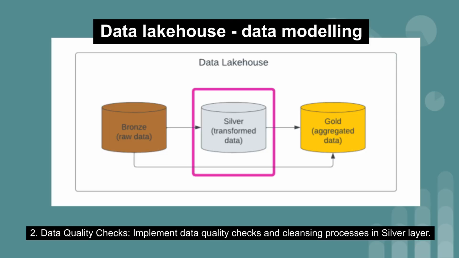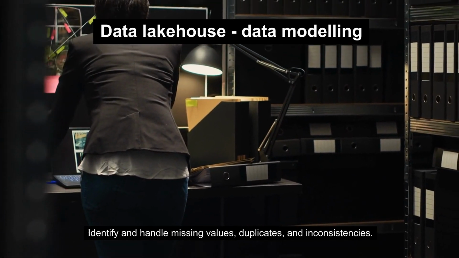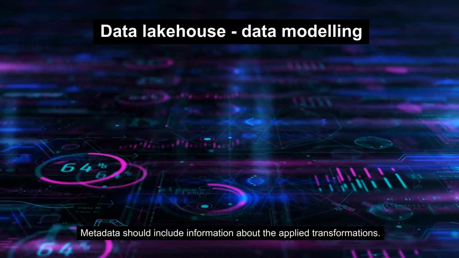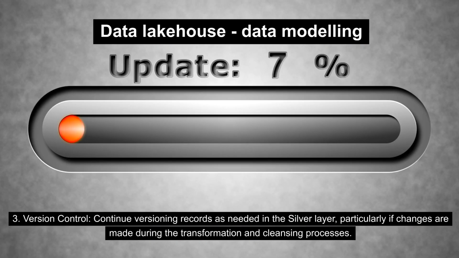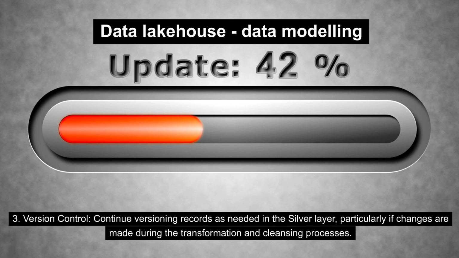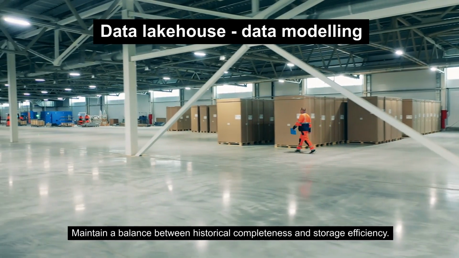2. Data quality checks. Implement data quality checks and cleansing processes in the silver layer. Identify and handle missing values, duplicates, and inconsistencies. Metadata should include information about the applied transformations. 3. Thorough version control. Continue versioning records as needed in the silver layer, particularly if changes are made during the transformation and cleansing processes. Maintain a balance between historical completeness and storage efficiency.